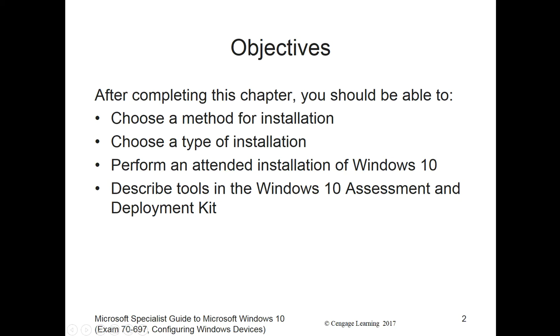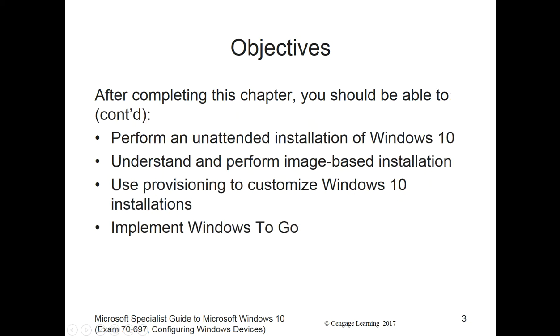When we're done, you should be able to choose the appropriate method for installation for Windows 10. Choose a type of installation, and they're not all the same, and perform an attended installation of Windows 10. You should be able to describe tools in the Windows 10 Assessment and Deployment Kit. You should be able to perform an unattended installation of Windows 10, understand and perform image-based installation, and use provisioning to customize Windows 10 installations. You should be able to implement Windows To Go.